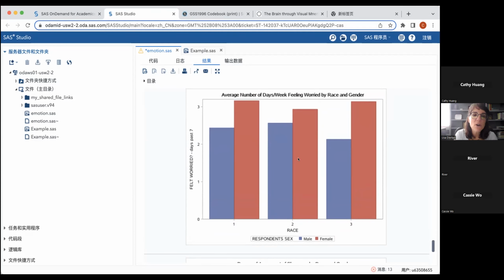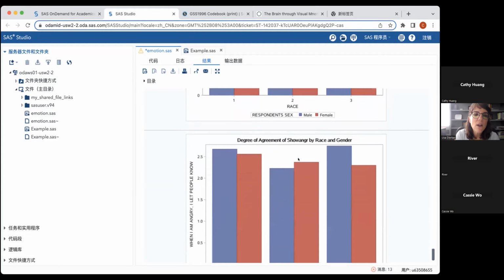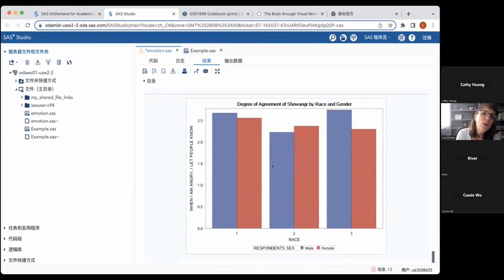I'm sorry, there's one more. Scroll down. I didn't realize. Okay. Let's look at that one. Angry. Men are a little bit more angry in the other group, but isn't that weird? Men and women are similarly angry among those who are Black and those who are white. There's not a huge difference.